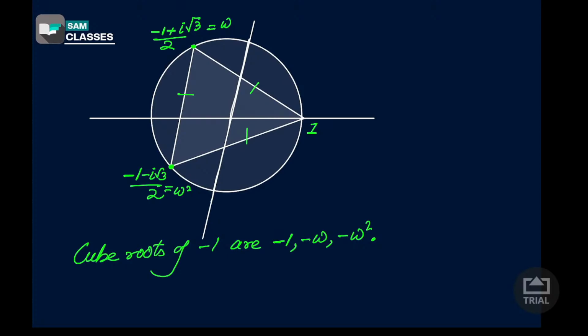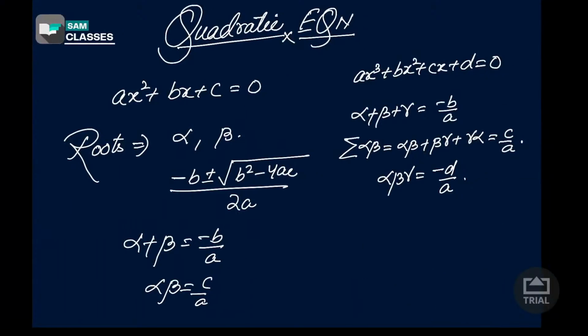Let's go for the PYQ. Clear everyone? The chapter is done. Nothing more is there. Cube roots of -1 is just this one. I gave it for the mugging up part. If you want, you can just write it. No issues. This chapter is done.